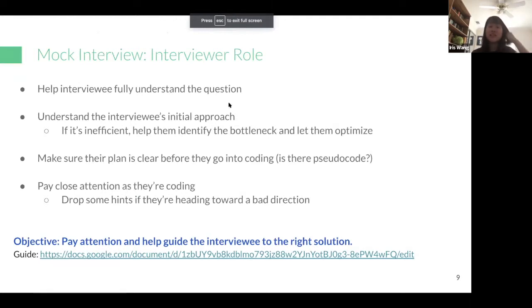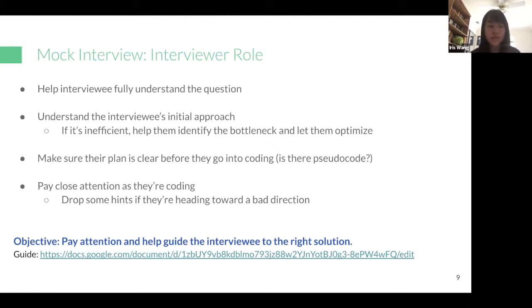So as the interviewer, here are some tips. It might be some of your first times being the interviewer, so try to ensure that the interviewee fully understands the question. Make sure that the interviewee walks through a few test cases and that you're on the same page, because these are quite complex questions and you want to make sure they are on the same page as you before moving forward. Likewise, as the interviewee, make sure you're communicating to the interviewer what you think the question is, and make sure there is agreement on what that question actually is.